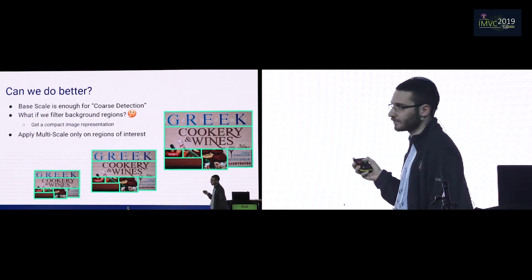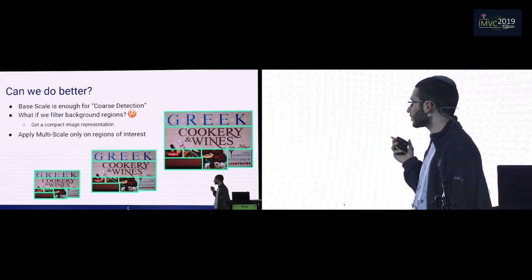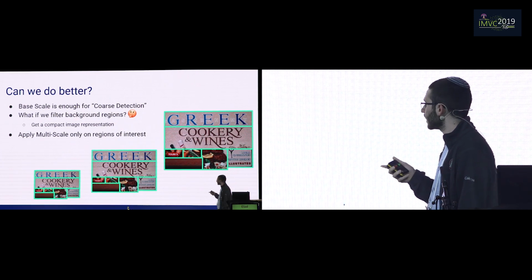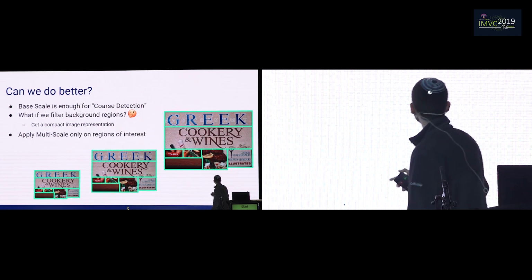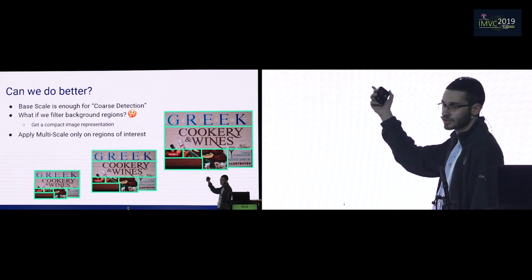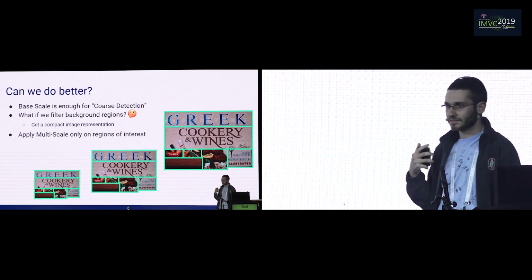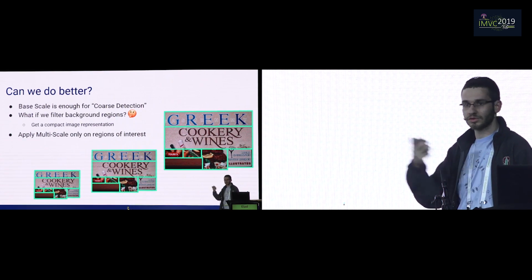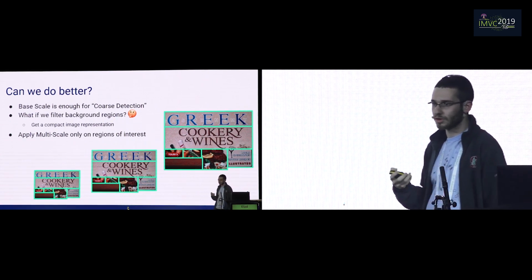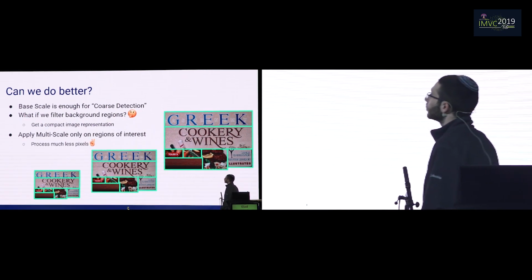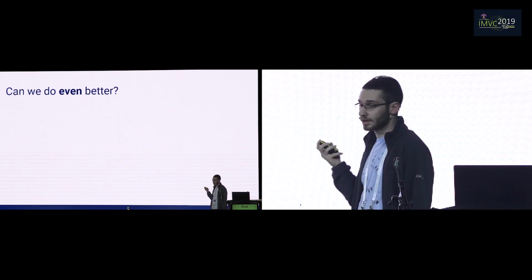So that's the first part. The problem is that we're still doing multi-scaling. We're still processing the same pixels again and again. Actually, for the small text here, we would only want to scale it up, and for the large text, we only want to scale it down. The problem is we don't know that. We have to do the entire multi-scaling process before we know what the good results are. So can we do something a bit better?